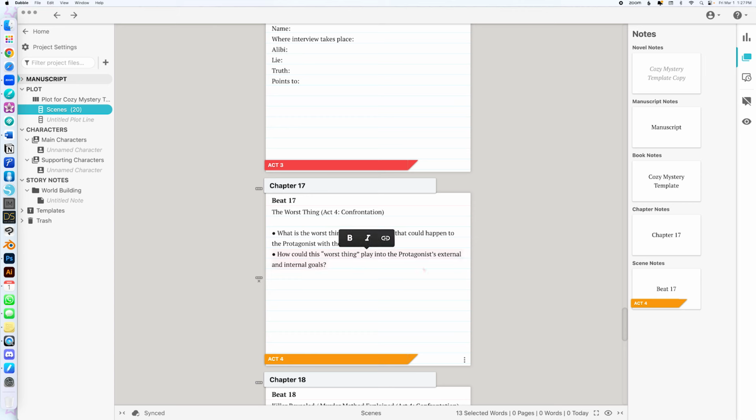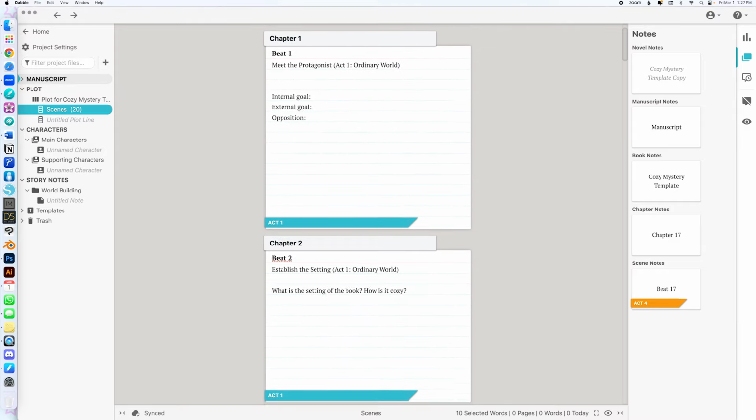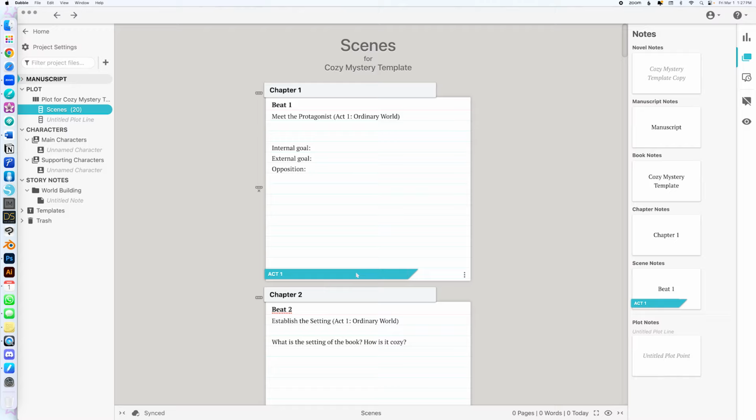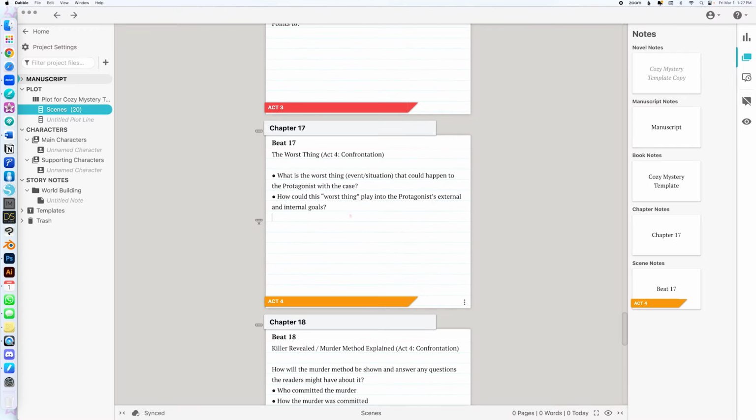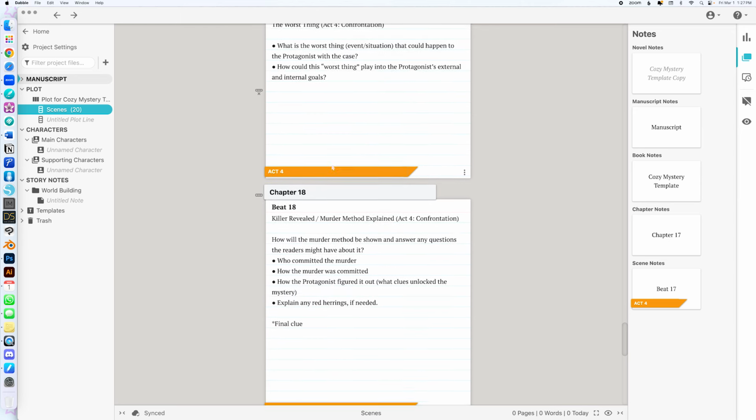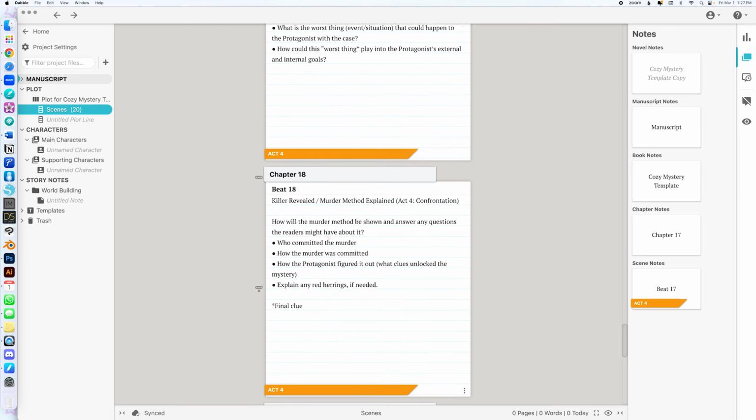So this is really important because right now this worst thing, if we go back to the beginning, is basically the opposition. So how is this opposition finally coming into play in beat 17? We have to think of it that way. Then we have the final clue. The final clue is introduced in beat 18, and this is what reveals the killer and the murder method. A lot of times in the confrontation, this is the physical confrontation that your protagonist will have with the antagonist.